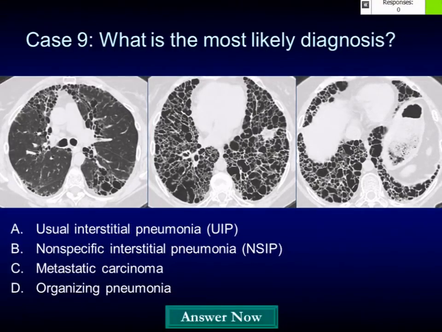All right. So just no history here. You guys are experts. What is the most likely diagnosis here? Is this UIP, NSIP, metastatic CA, or organizing pneumonia?